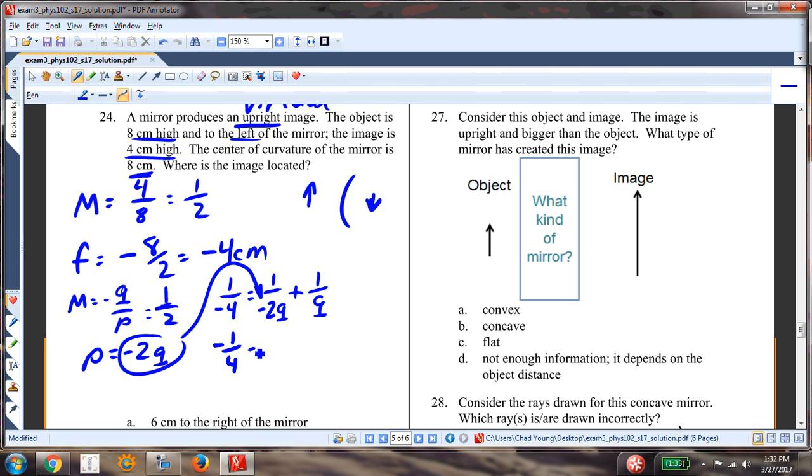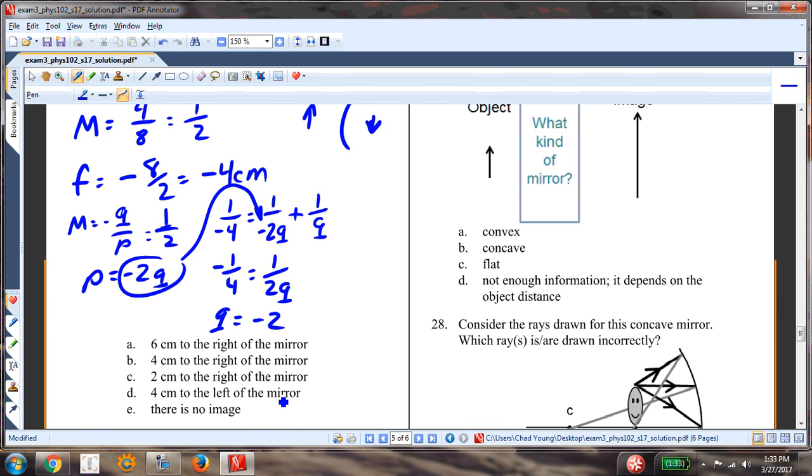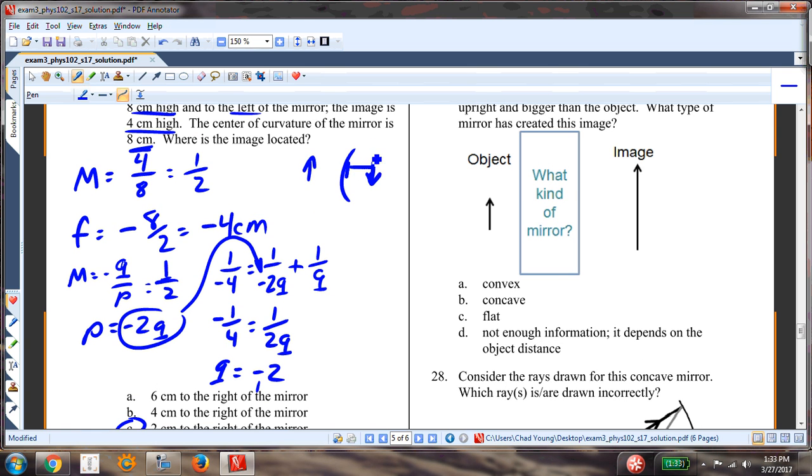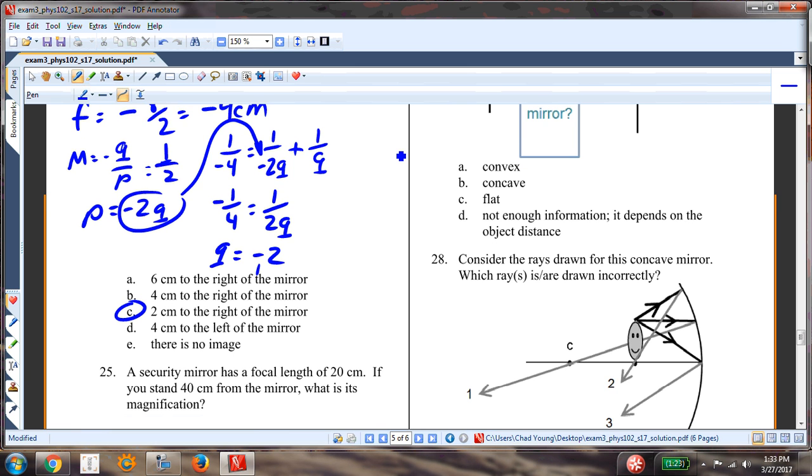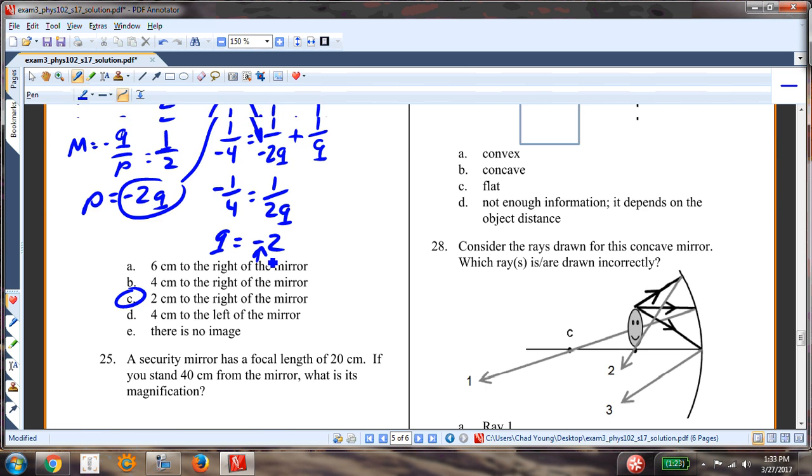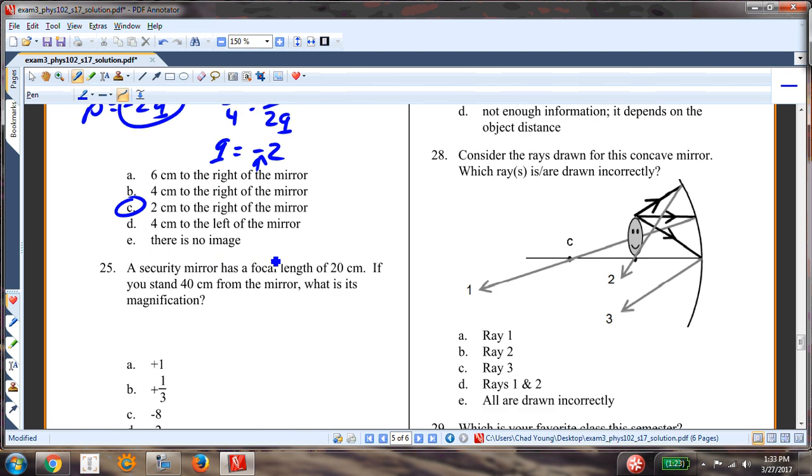Negative 1 over 4 equals 1 over 2q. So q then is equal to negative 2. Is that what I'm looking for? Yeah, I'm looking for q, so it's 2 centimeters to the right of the mirror. It's negative, so that means that it's to the right of the mirror. Negative 2 centimeters also means it's virtual, right, when it comes out negative. So that all jives with what I think. So number 24 is C.